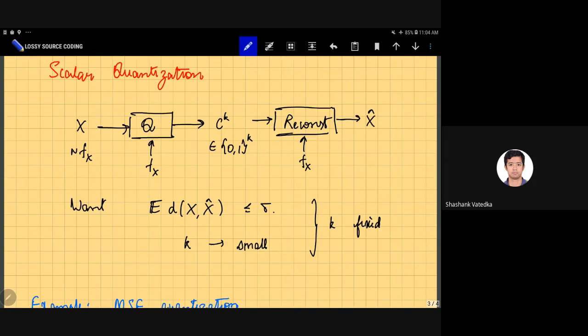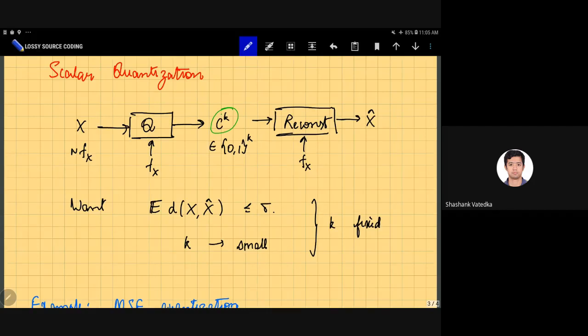Okay, so we're given x, one sample of x, which has a probability density function fx. We'll assume that the encoder and decoder both have access to the probability density function. And so we have a quantizer which takes as input a single sample and then outputs a sequence of k bits. We'll assume that k is fixed. So we're not dealing with variable length lossy compression. This will be fixed length lossy compression.